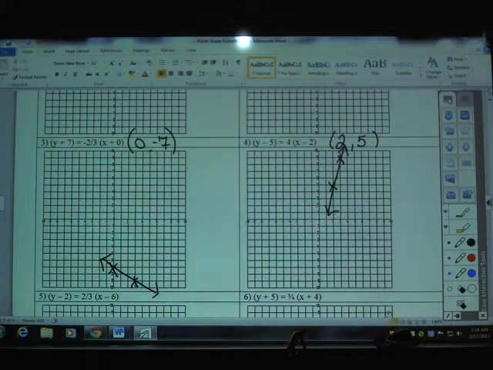Continue on doing the same thing. There's no variation in what you're doing tonight here. Everything is graphing in point slope form. Use the exact same techniques you saw in 1 through 4 to graph all the rest of the questions.